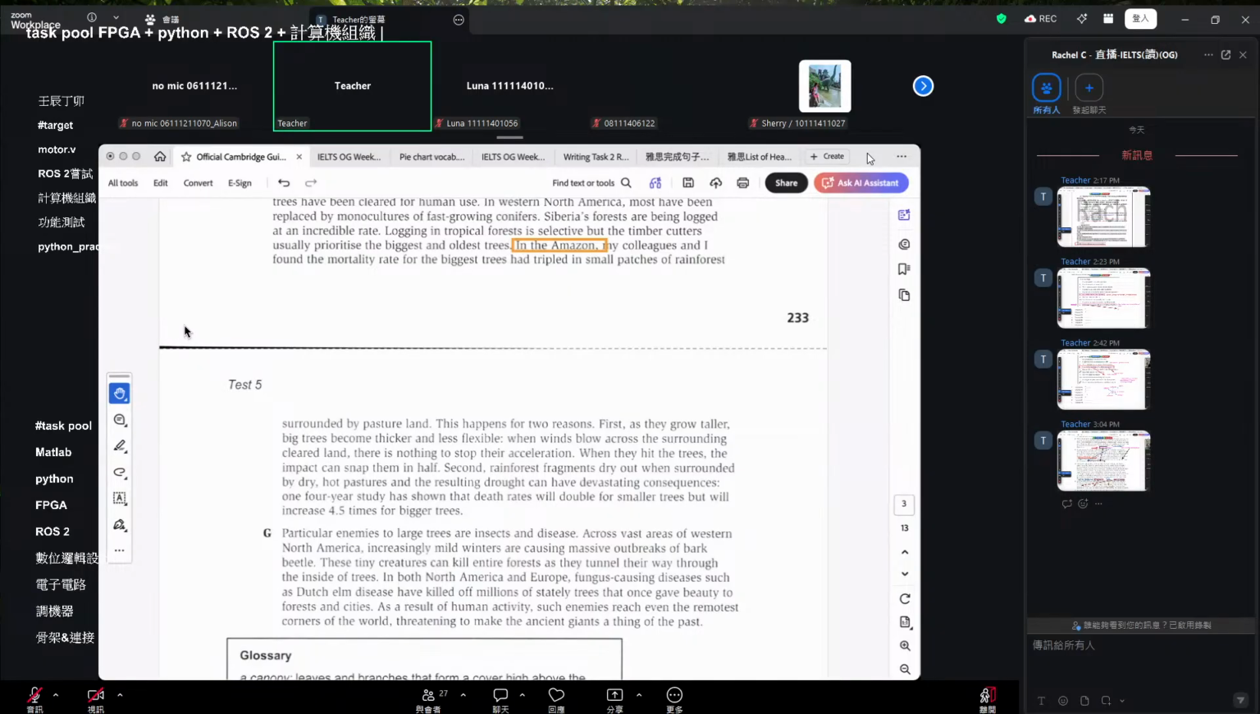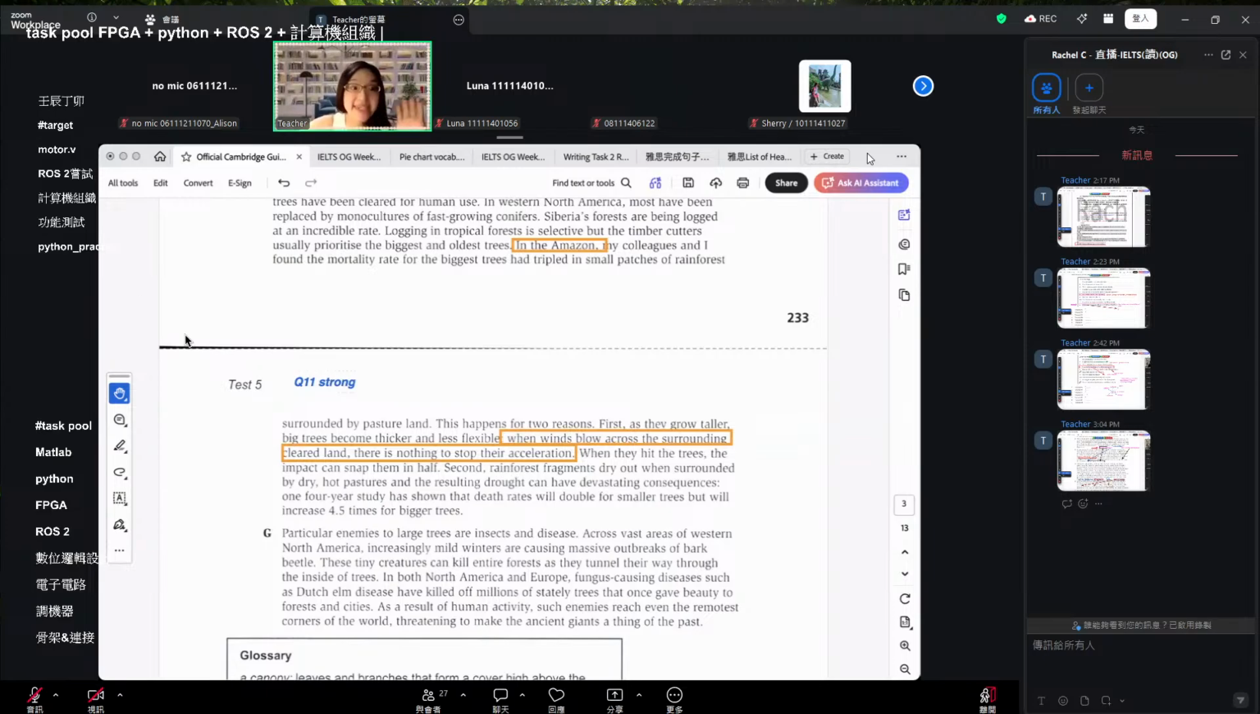So to this part, just look for the ideas where they say, when winds blow across the surrounding clear land, there is nothing to stop the acceleration, which means it's very powerful. Okay, so this literally explains the idea of powerful for question number 11, strong. It's not explained by its words. They didn't just say strong straight away. No, they try to explain that by giving the strong, nothing to stop their acceleration.